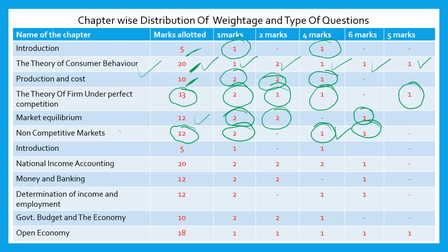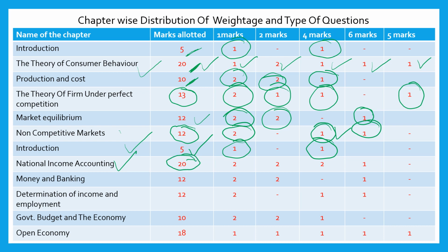Then come to macroeconomics, the first chapter, introduction. For this chapter, again they allotted 5 marks, as they allotted for microeconomics introduction. From this chapter, they will ask one 1 mark question, and out of 3 questions, they are going to ask one 4 mark question. So easily you can get 5 from this chapter.